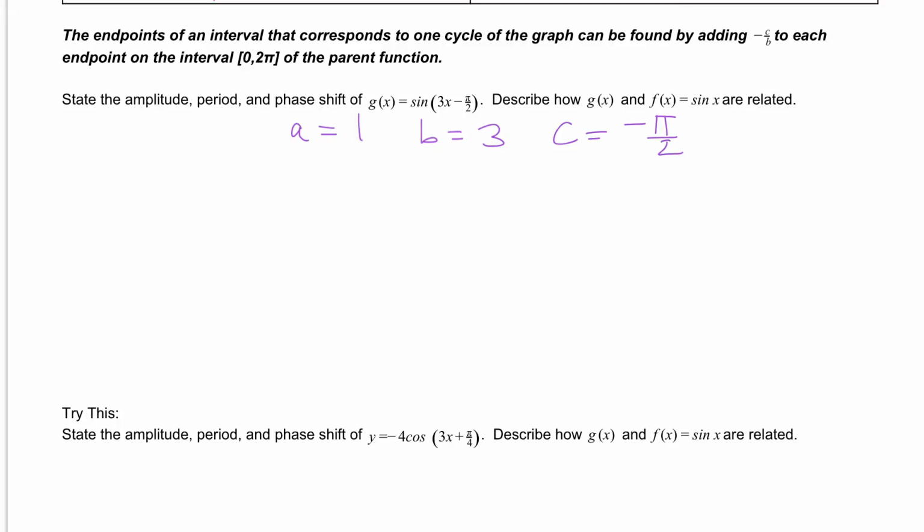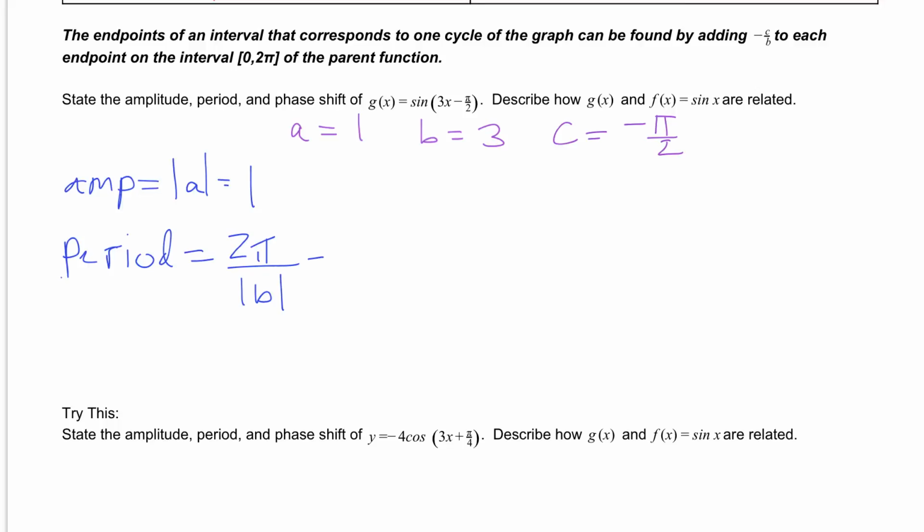Now what we want to do is state the amplitude, the period, and the phase shift. So if we start with the amplitude, remember the amplitude is the absolute value of a. And since a is just 1, the absolute value of 1 is 1. Our period is 2 pi divided by the absolute value of b. So we'd have 2 pi divided by 3, which is the same thing as taking 2 pi and multiplying by 1/3, giving us a period of 2 pi over 3.